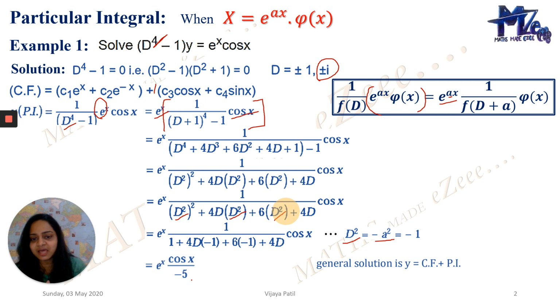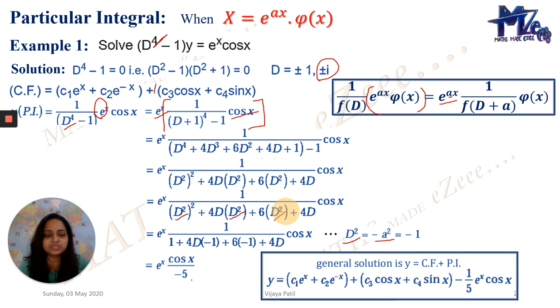The particular integral PI is of this kind, and therefore the general solution is the CF part and the PI part club together to form the general solution. So the general solution is the CF, which is C1 e to the power x plus C2 e to the power minus x plus C3 cos of x plus C4 sin of x, minus 1 by 5 e to the power x cos of x. This is the complete solution of this equation.